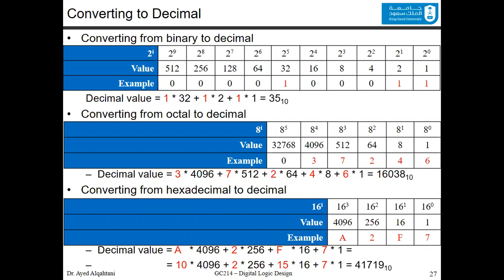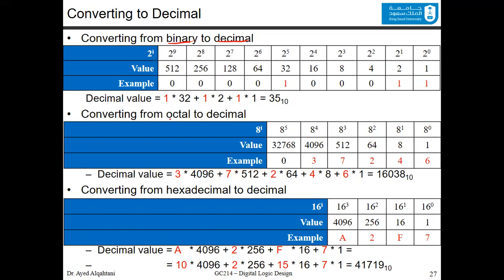Now, here we will discuss the conversion to decimal from other bases. We did mention how to convert from binary to decimal. For example, in this example here, we consider only the ones and we take its weight, or its position power of 2. So this is 1 plus 2 plus 32, which is 35.